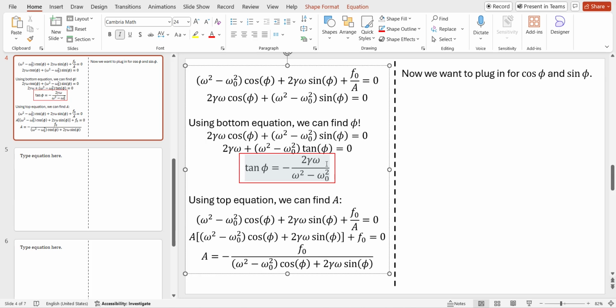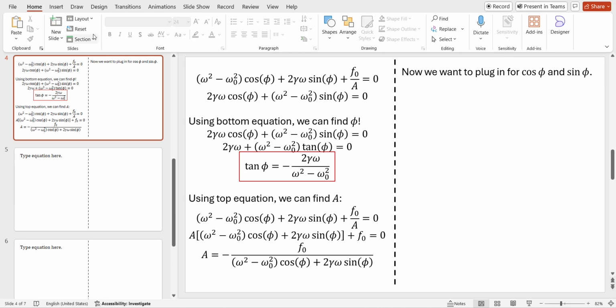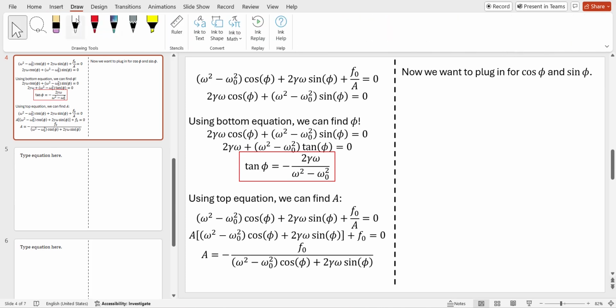Okay, so we know that tangent phi is that, and we know that, so I think I'm going to draw a little triangle, which will help explain this. We did this before in class, but we're just going to do it again here. Draw a right triangle, and let's say phi is in one of those corners. So if we know that that angle is phi, then opposite over adjacent must be tangent of phi.